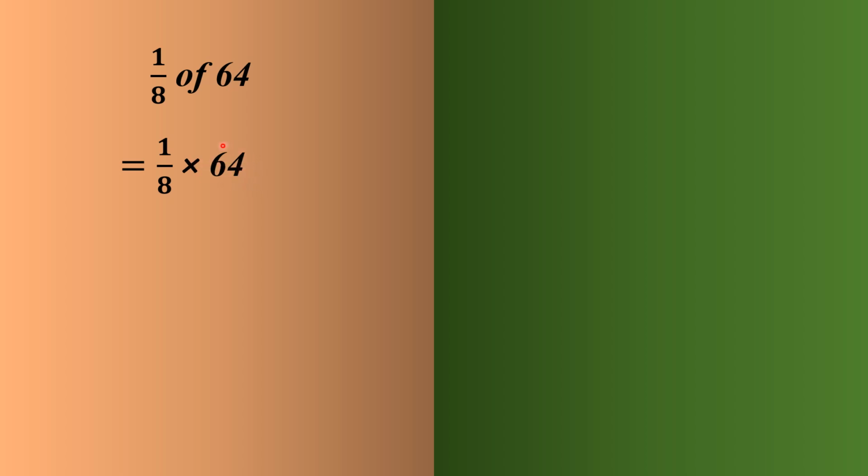Just multiply this whole number with numerator. 64 ones are 64. It means 64 by 8. And we know that 64 is divisible by 8. So our final answer will be 8.